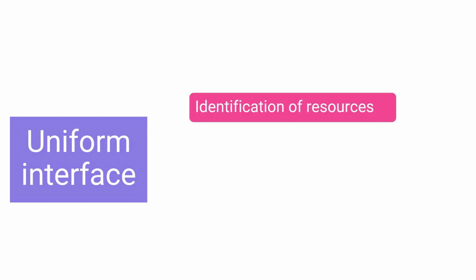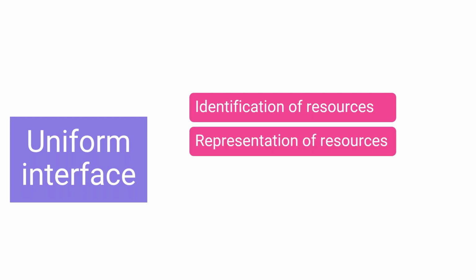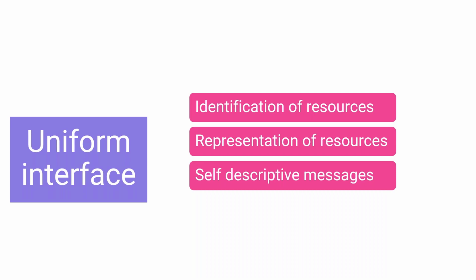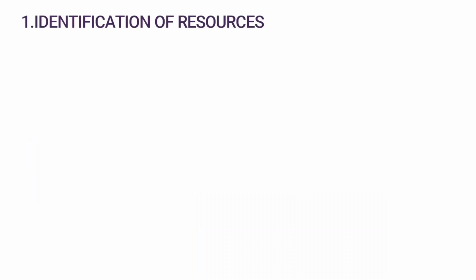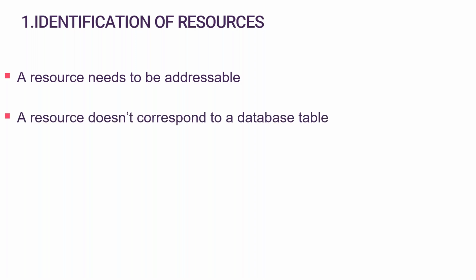Uniform interface is that constraint that has some other sub-constraints. And it talks about identification of resources, representation of them, about self-descriptive messages, and HATEOAS. So identification of resources says that each resource needs to be addressable. So if you have a resource over the internet, someone, and that someone being a client, should be able to access it. Doesn't matter how, but usually it's done through a URL or an identifier of any kind. So take care and make sure that a resource doesn't correspond necessarily to a database table.